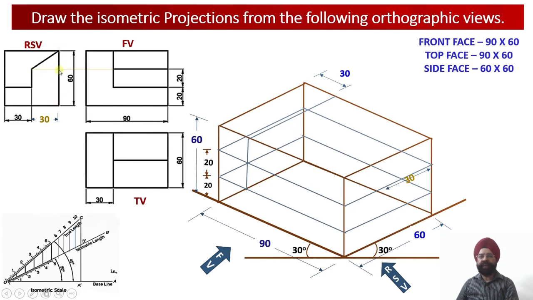This is my rear vertical edge. From the rear vertical edge, I will be moving 30 millimeter towards the front edge, and then 20 millimeter below the top edge, or 40 millimeter from the ground. So from this point, you can check, I have drawn this horizontal line measuring 30 millimeter. This gives me the point of intersection of this slant edge with the ring which is drawn at a height of 40 millimeter. So this gives me the edge of the slant surface.